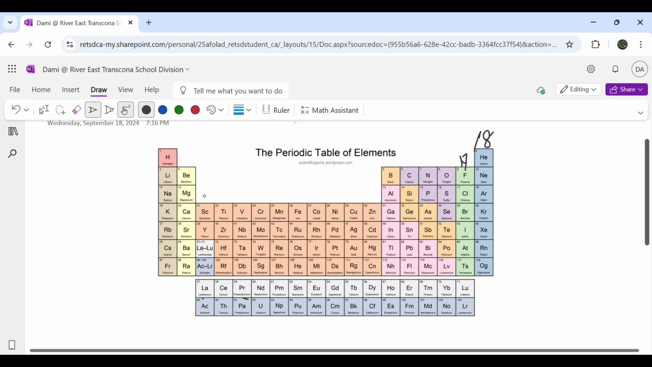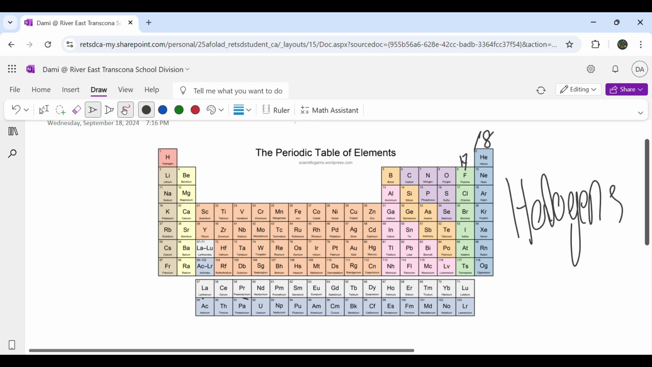The next group is the halogens. This is group 17, and these have 7 valence electrons. So they are looking for an electron to snatch. They typically snatch their electrons from the alkali metals. And this is the highest reactive. This is the less reactive element because it's just looking to gain 1.